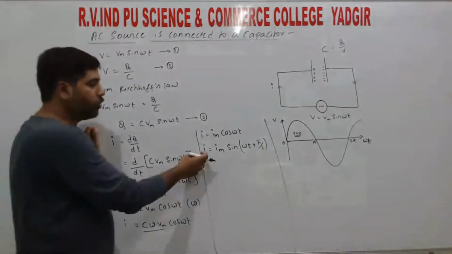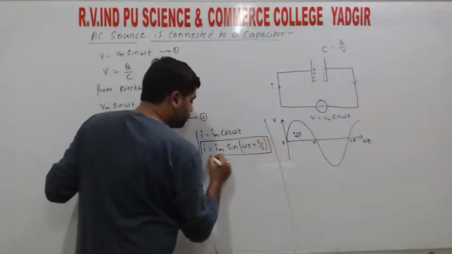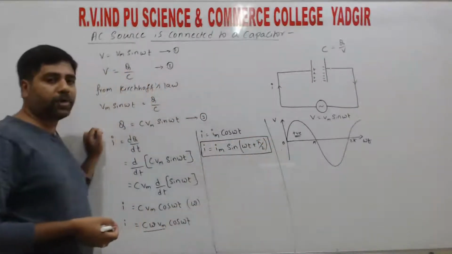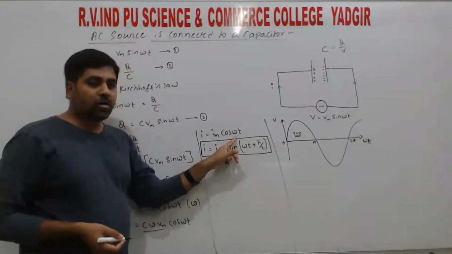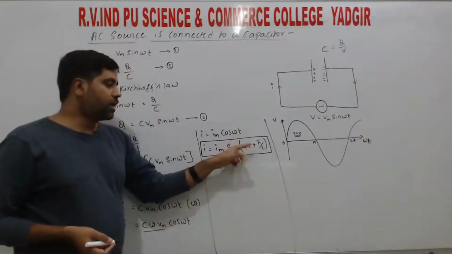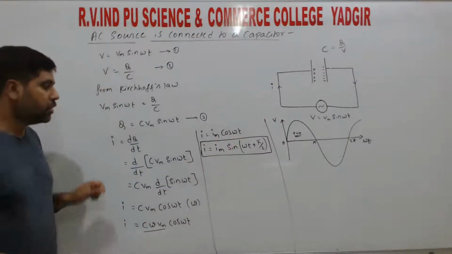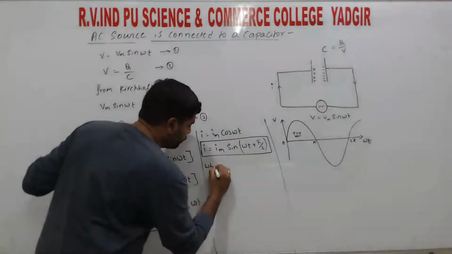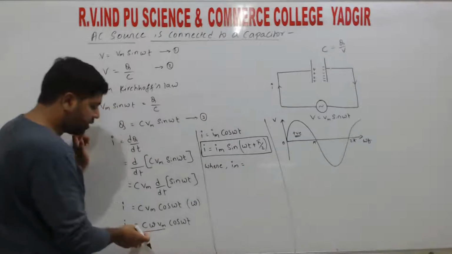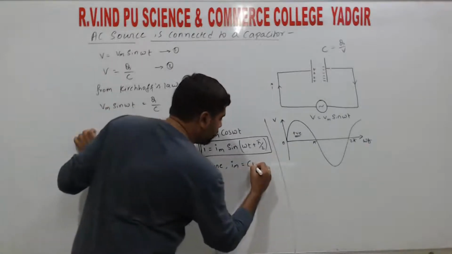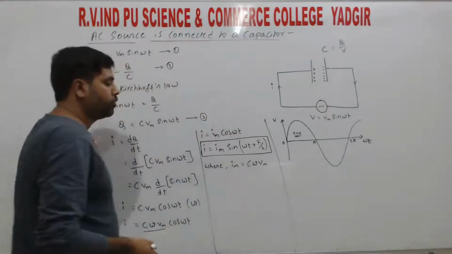So the current which is flowing in the circuit is I is equal to Im sine of omega t plus pi by 2. Sine of 90 plus theta again gives cos theta, right? So this comes under the second quadrant, and in the second quadrant cos is positive, right? Where Im, we replace the value of Im, that is equal to C omega Vm, right?